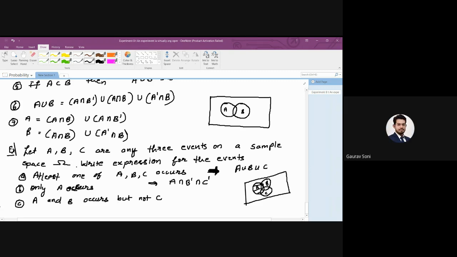Third one, A and B occur but not C. I'll just remove that line. So this is A intersection B complement intersection C complement. What about the third one?